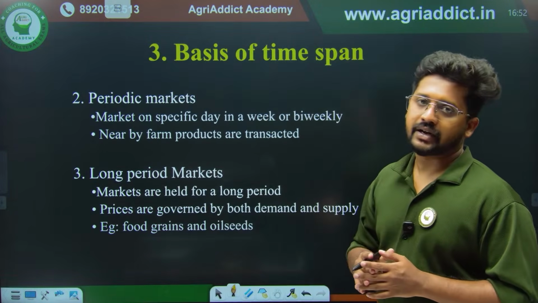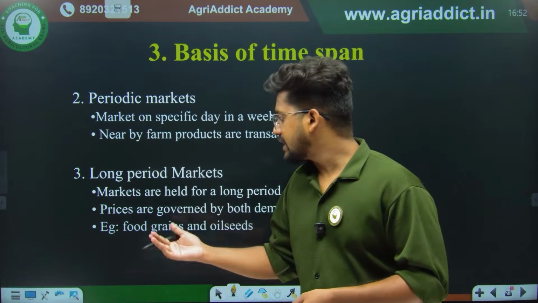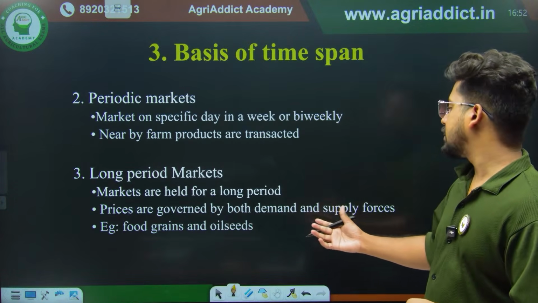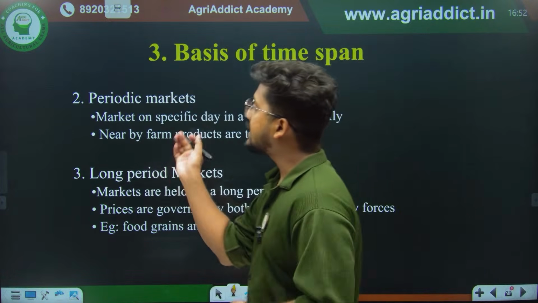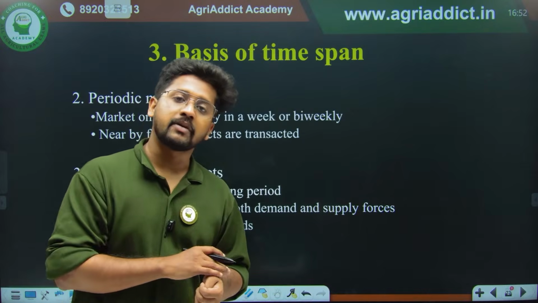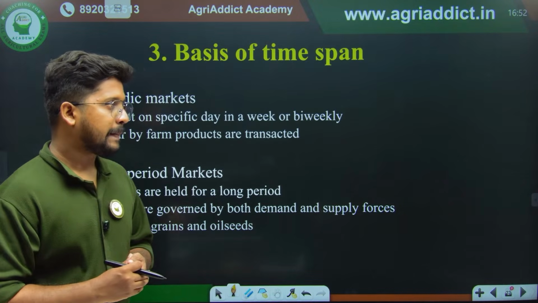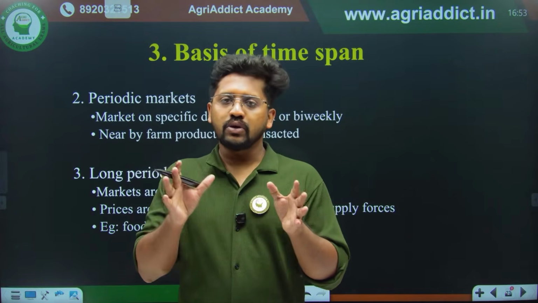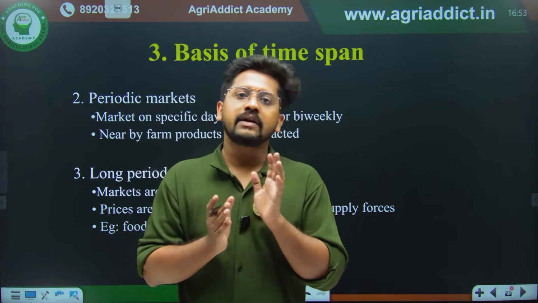Then the long period market, where the time span is moving again. These are markets held for a longer period. Before going to this, especially in the case of the short period market as well as the periodic market, what do you think the price of the commodity will be decided by?